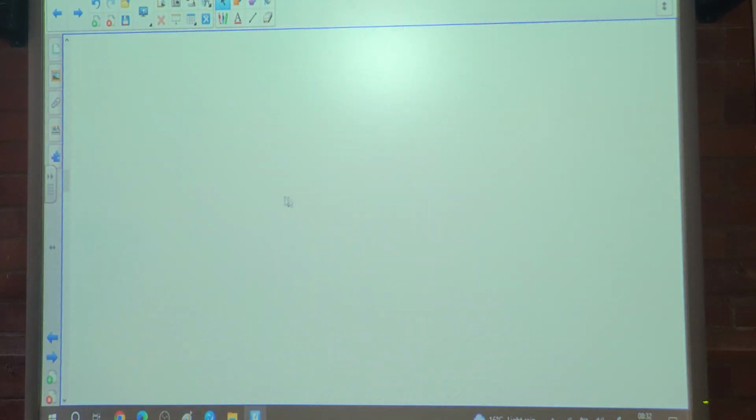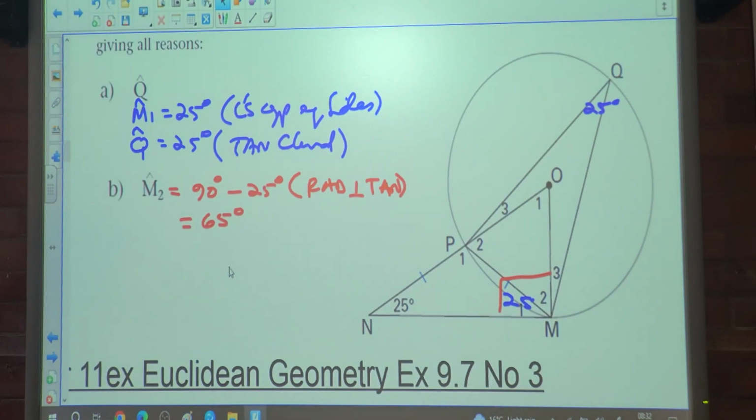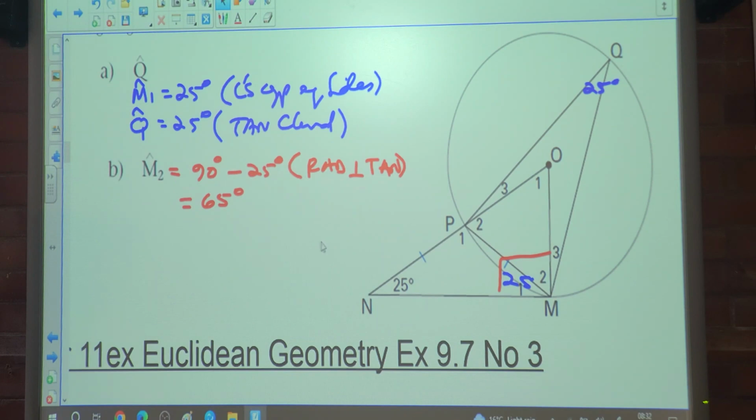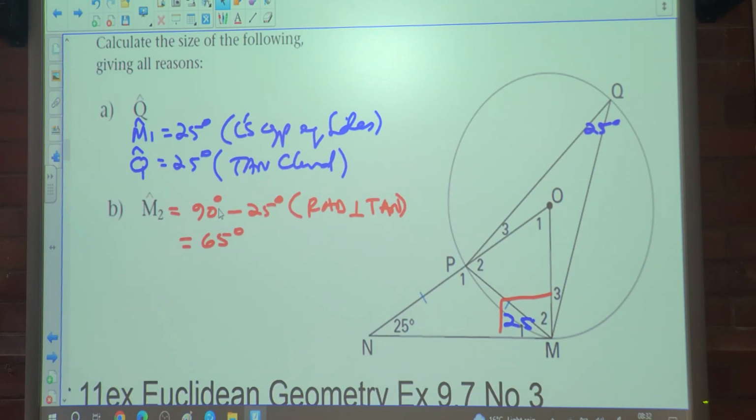Is there a C to this question? You know, asked to calculate O1 or anything else? Huh? Yes? 3A. Yes, for 3A can you use interior angles? So you also get 25 here. Yeah? But you went a longer way around. Yeah.